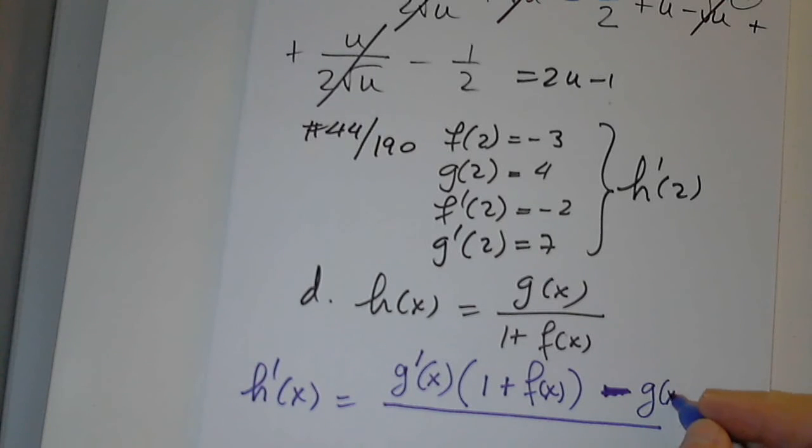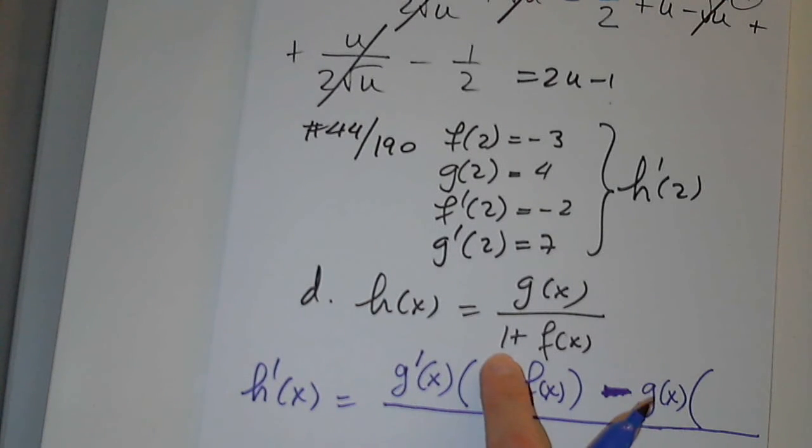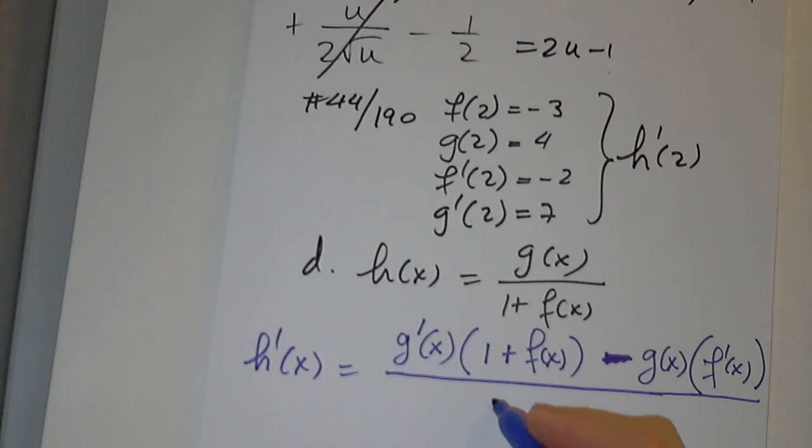And copy the first one. And then do the prime of the second, with the new denominator. Very good. Yes, when I differentiate 1, I get 0. So this is just g of x times f prime of x over 1 plus f of x, to the second. That's it. I have the function.